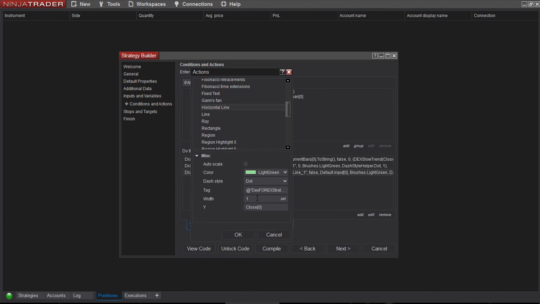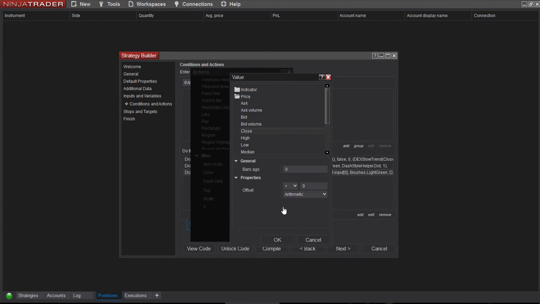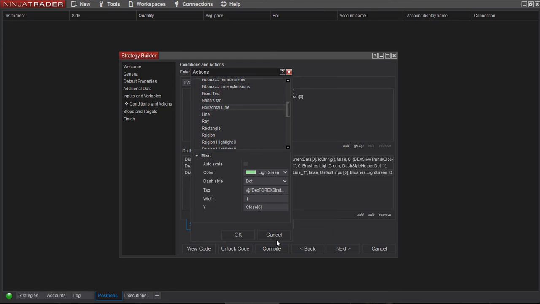Dotted, width 1. Now we have to tell it on the y-axis where we want it, and we just want it at the close of the candle where the signal occurred. So we go into price indicators, close, and no offset. We want it right at the close. But if you want, high, low, median, middle of the bar, close is fine. You just want to mark here, okay? So we're going to do that. Click OK.